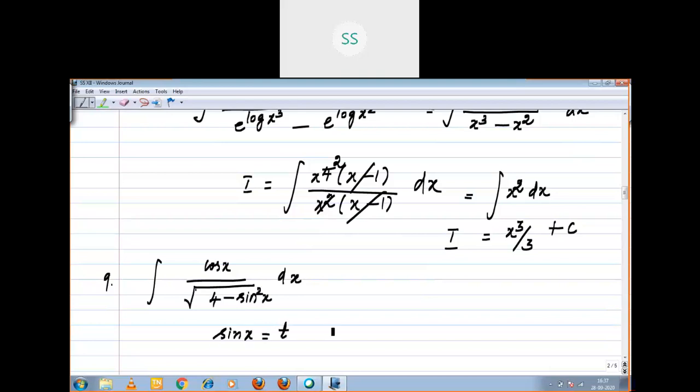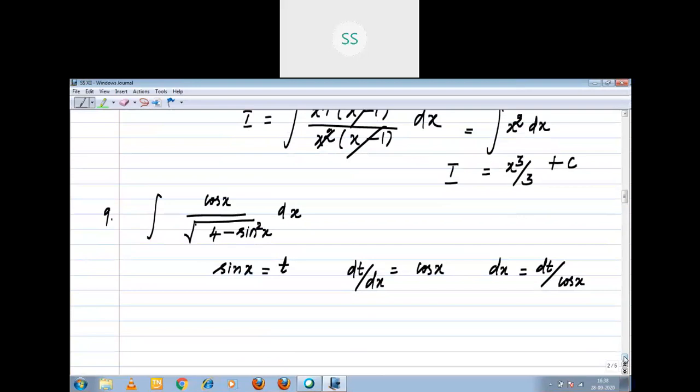Sin x equal to t. Whenever you adopt substitution, you want to do the differentiation. I have told you already, right? So what is the differentiation of this? dt by dx equal to cos x. Then what is my dx? dx equal to dt divided by cos x. That I am going to substitute in the given integral.